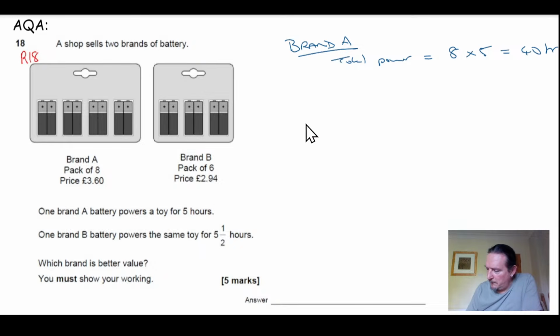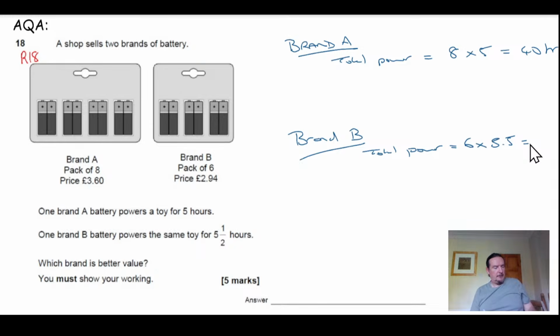And then for brand B, the total power is going to be the 6 batteries that last 5.5 hours each. So 6 times 5.5 comes out to be 33 hours of battery life. But they come at different costs. Brand A costs £3.60 for 40 hours, and brand B costs £2.94 for 33 hours. So again, we need to standardise and work out the cost of 1 hour.